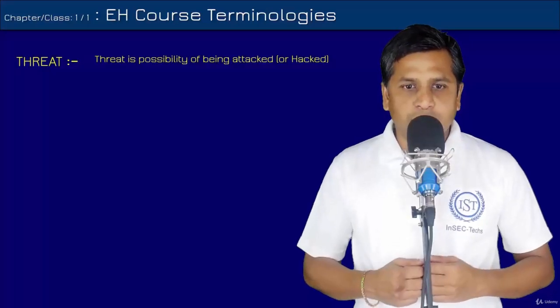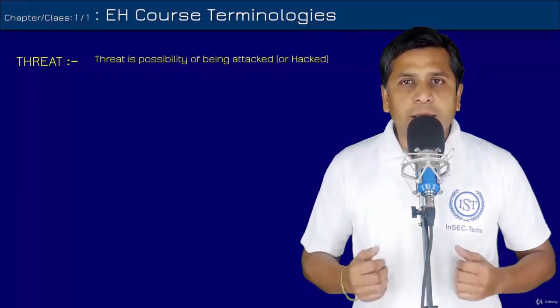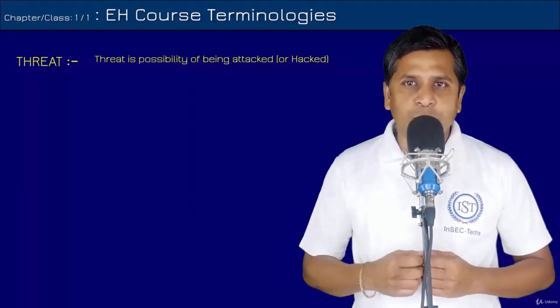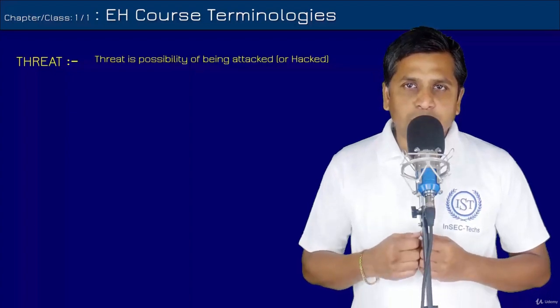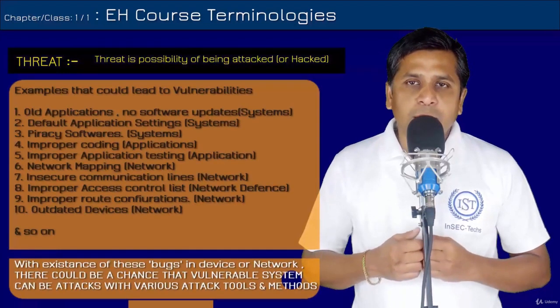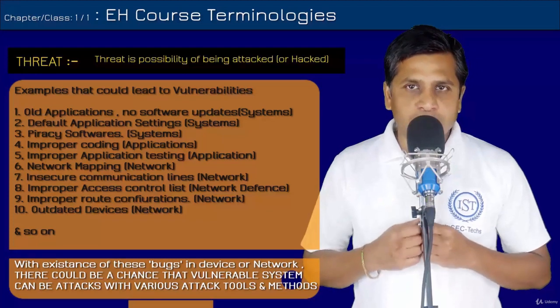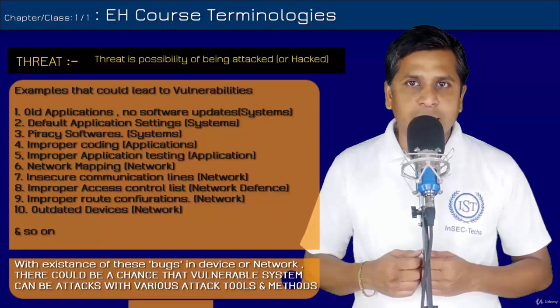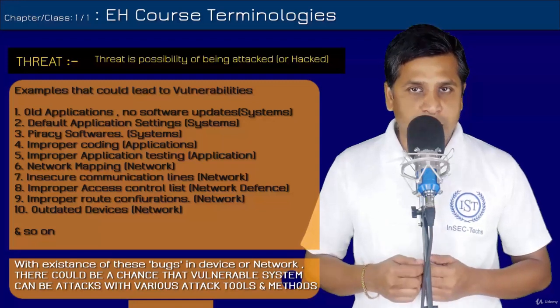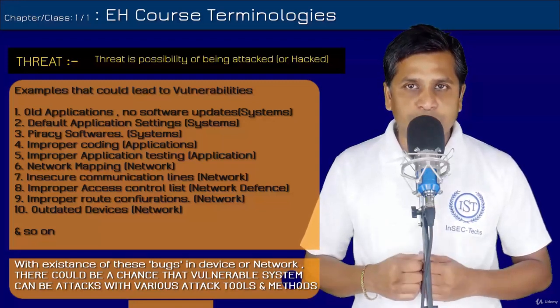The next one is threat. What is a threat? Threat is a chance or a possibility of being attacked. In a general scenario, now you have a computer. The computer has a vulnerability because the software in it has not been upgraded for a long time. So there is a vulnerability. It means that there is a chance that it could be attacked. It means that there is a threat to that computer.